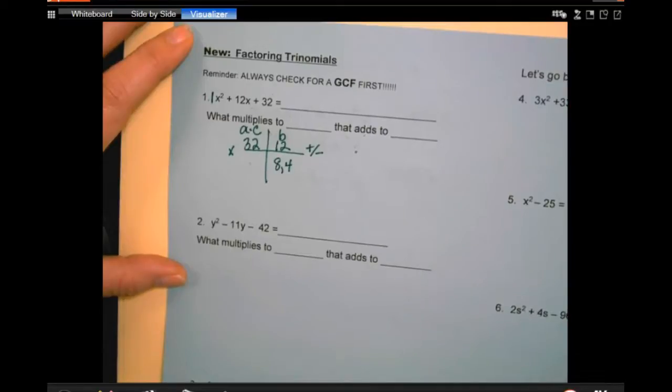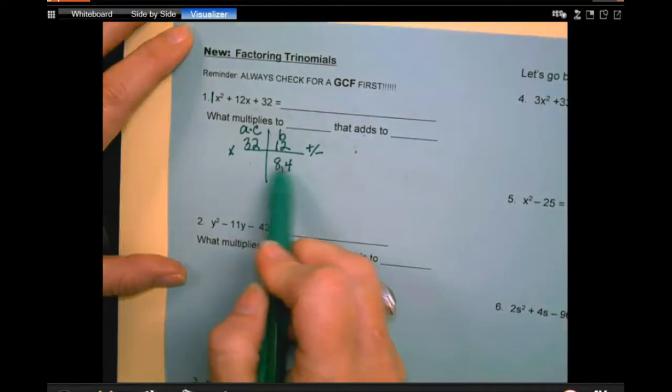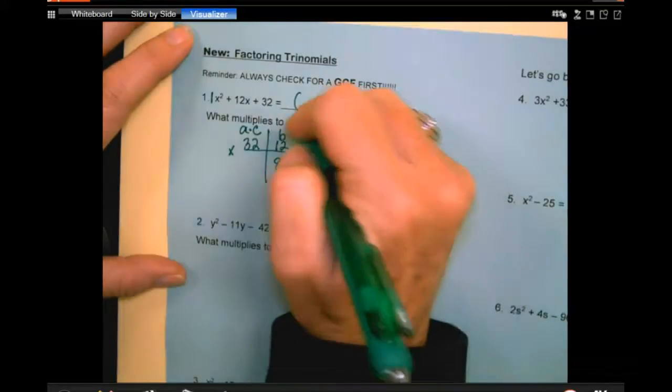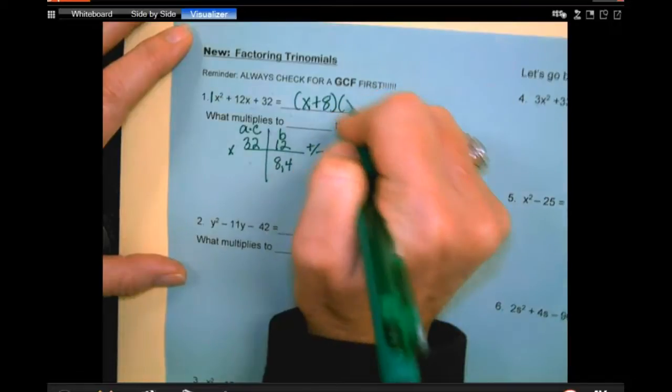And this is how we're going to write it. Both of these have to be positive to add to positive 12, right? So when I write this, I'm going to have x plus 8 and x plus 4.